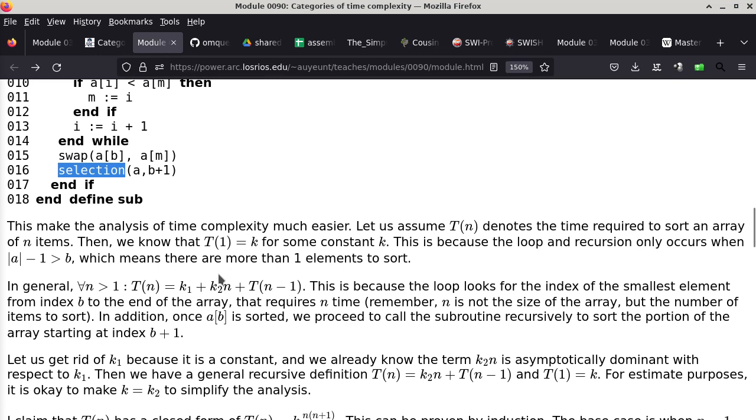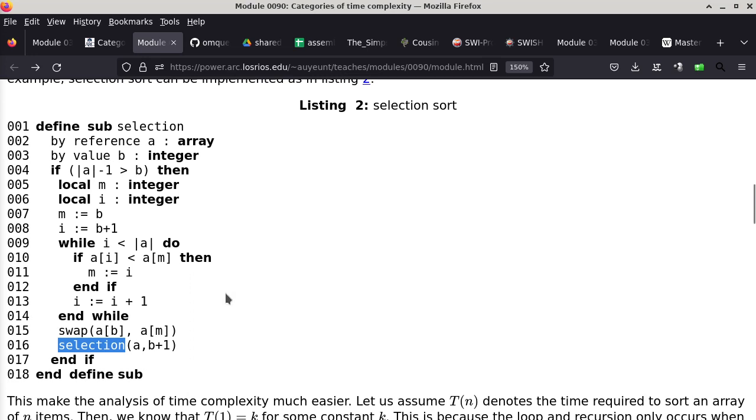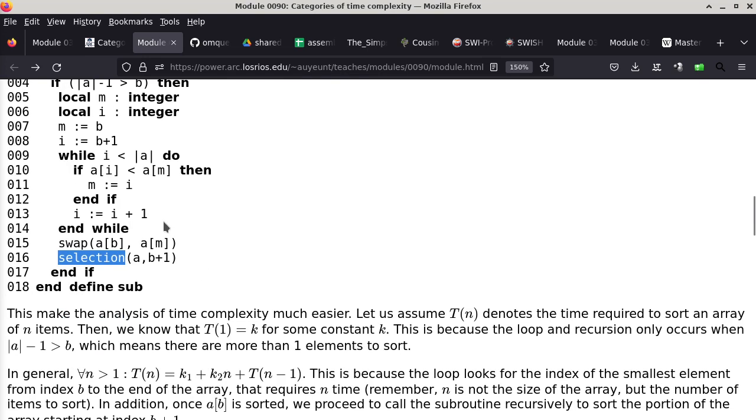Wait, hold on a second here. What is this doing? Okay, so let's check this out and find out what it is doing. So what it is doing is using k1 to describe all the constant time operations. Line 7, constant time. Line 8, constant time. And the rest is not constant time. Okay?